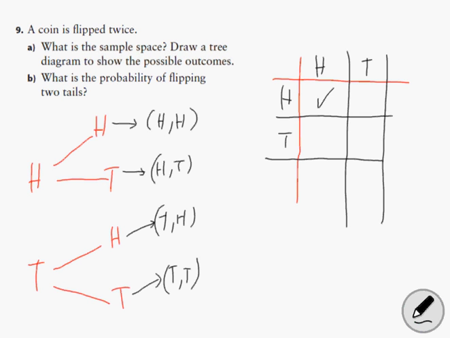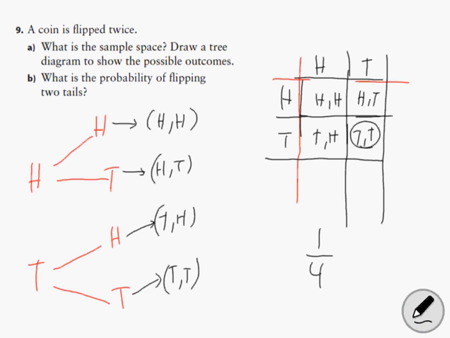So it says, what is the probability in B of flipping two tails? So of all these possible outcomes, there's only one that is tails, tails. So just like heads, heads, it's one chance out of four, or 25% chance of flipping two tails.